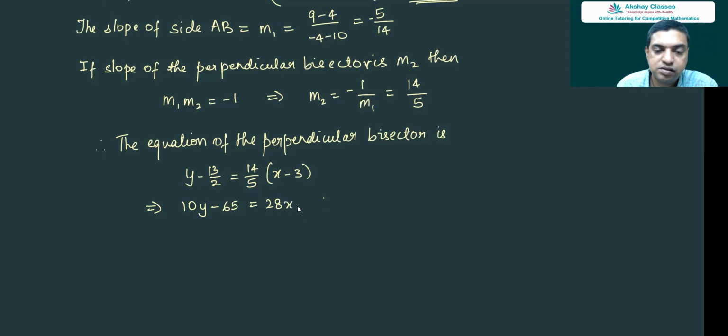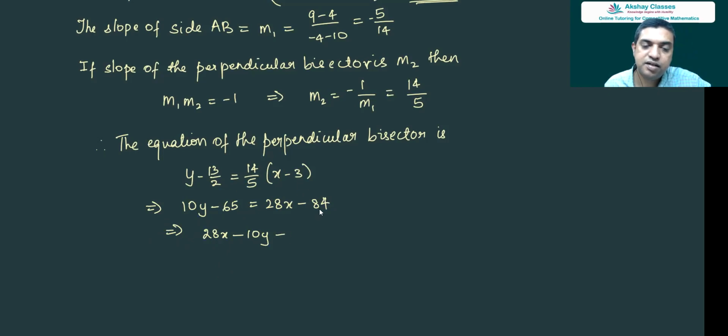28x. So minus 8 3 is 24. 84. Okay. So bring 10 to this side. So 28x minus 10y. I'm always keeping the coefficient of x as positive. 28x minus 10y. You add this minus 84. So 65, 75, 85. So minus 19. It's minus 19.